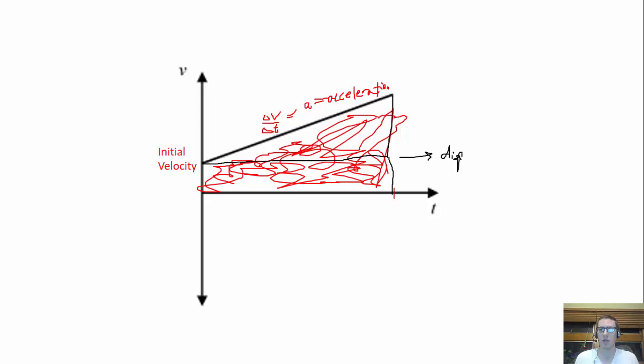Remember displacement being change in position. Actual change in position. That gives us the displacement. And that's what we can get from this graph.